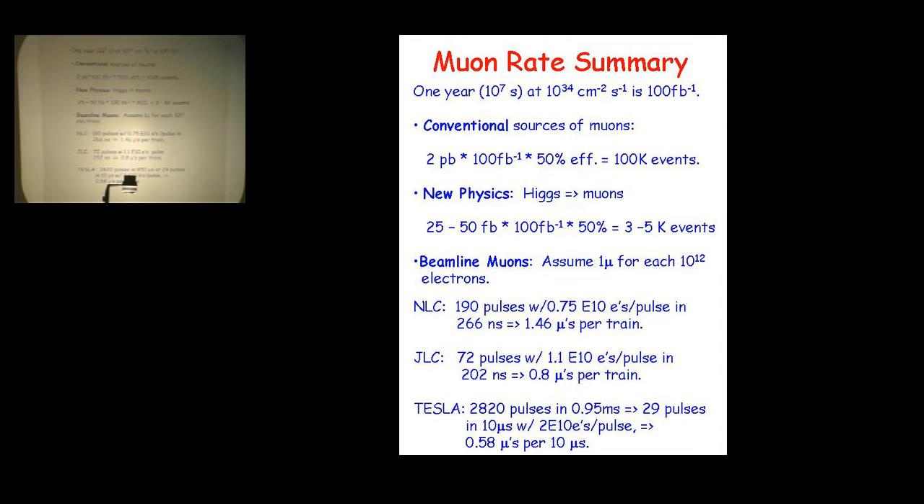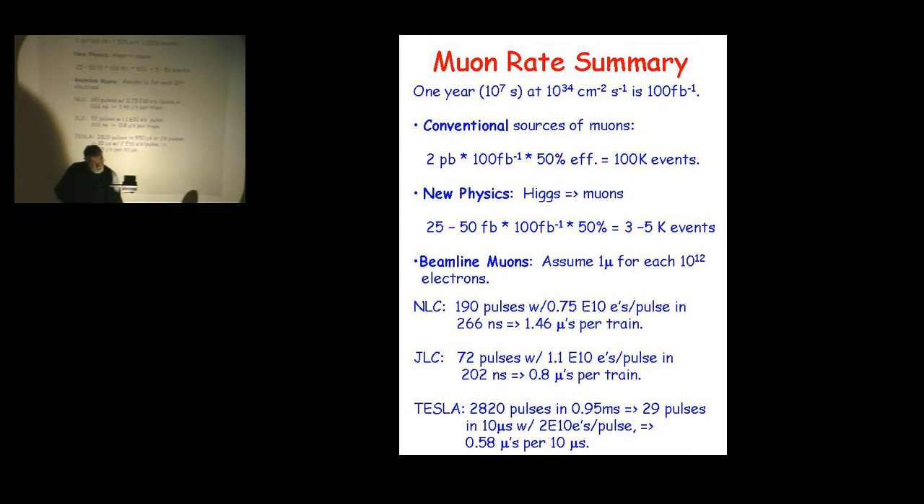And eventually then that gives you, when you divide by the 10 to the 12th factor, about 1.5 muons per train. You can go through the analysis for the JLC in the same way. And Tesla is a little bit different. In the case of Tesla, you have to tell me what the sensitive time of the detectors is.